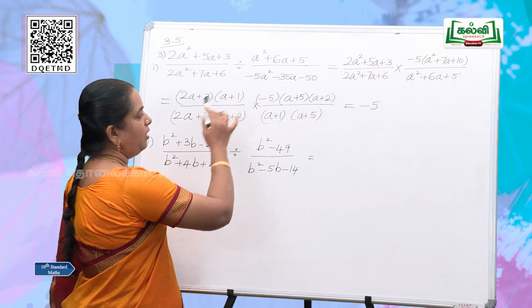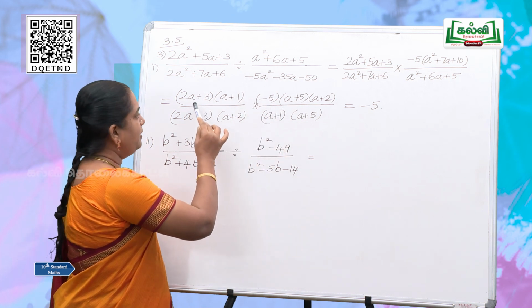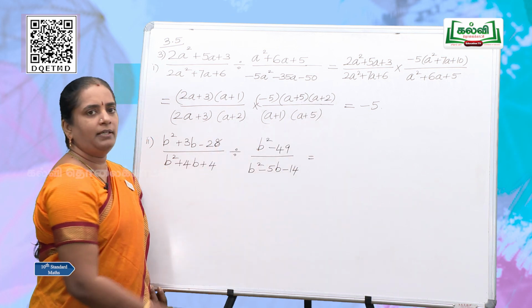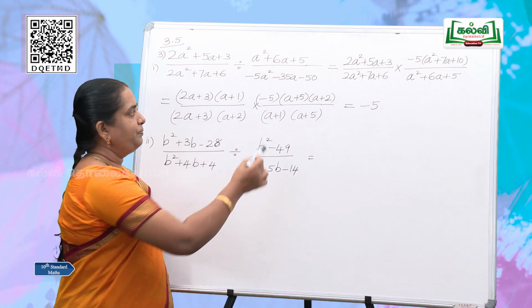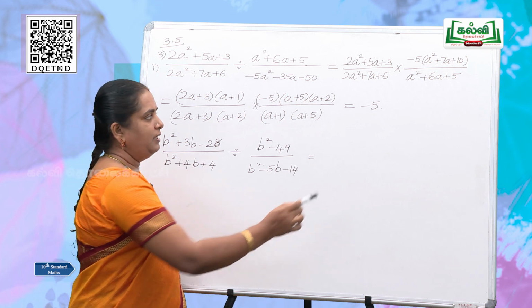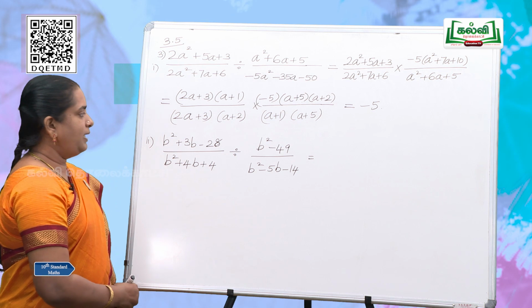So, looking at all these factors, we can say that all the factors are common both in the numerator and in the denominators. So, every factor gets cancelled and we have only one numerical coefficient, that is minus 5. So, minus 5 is the simplified answer for this sum. Let us do the next sum.